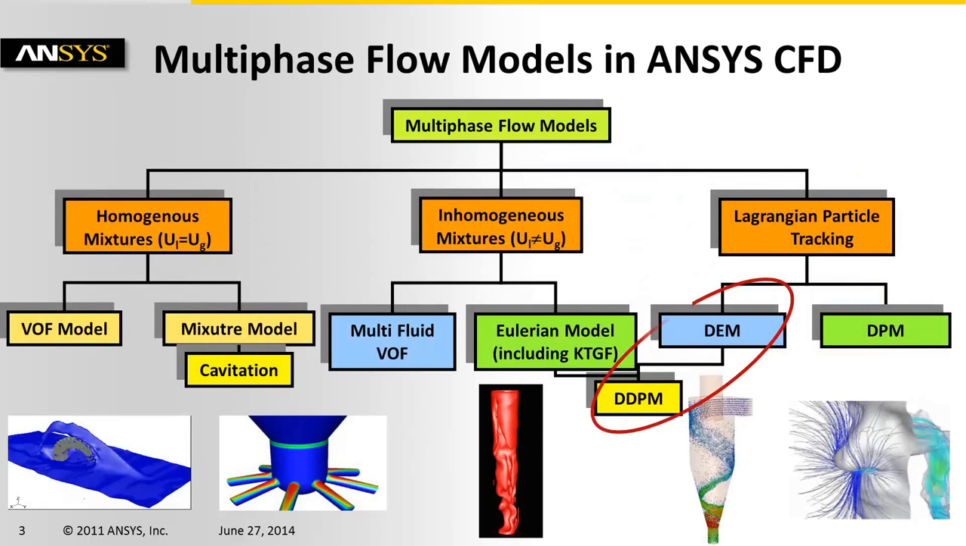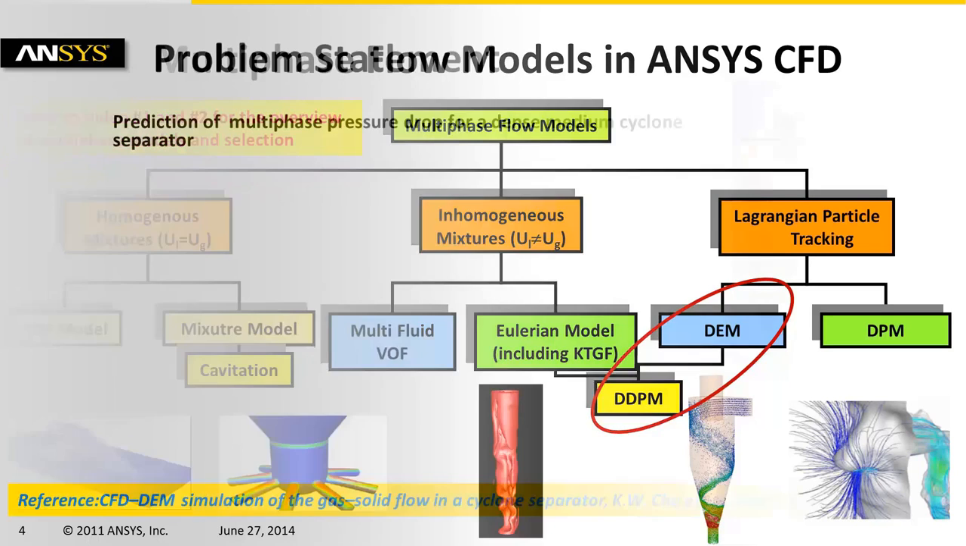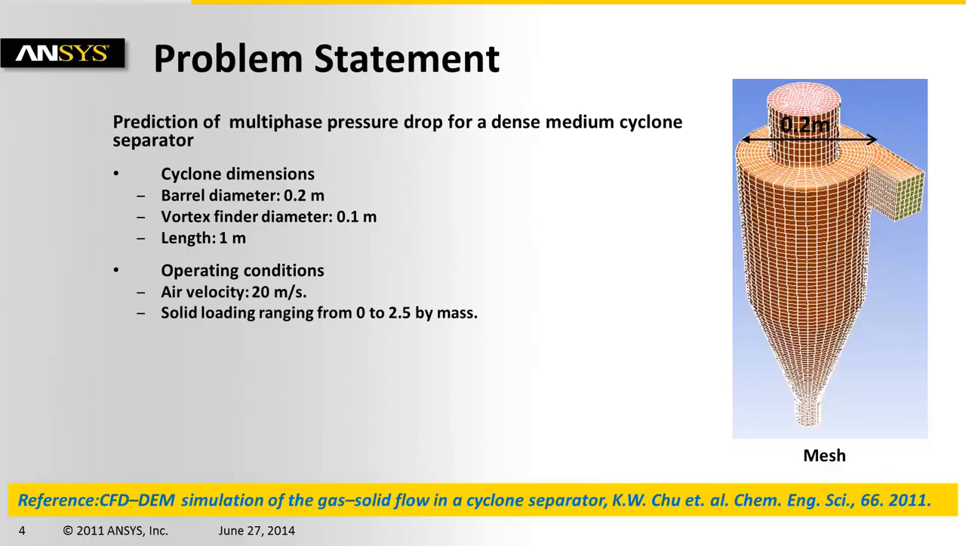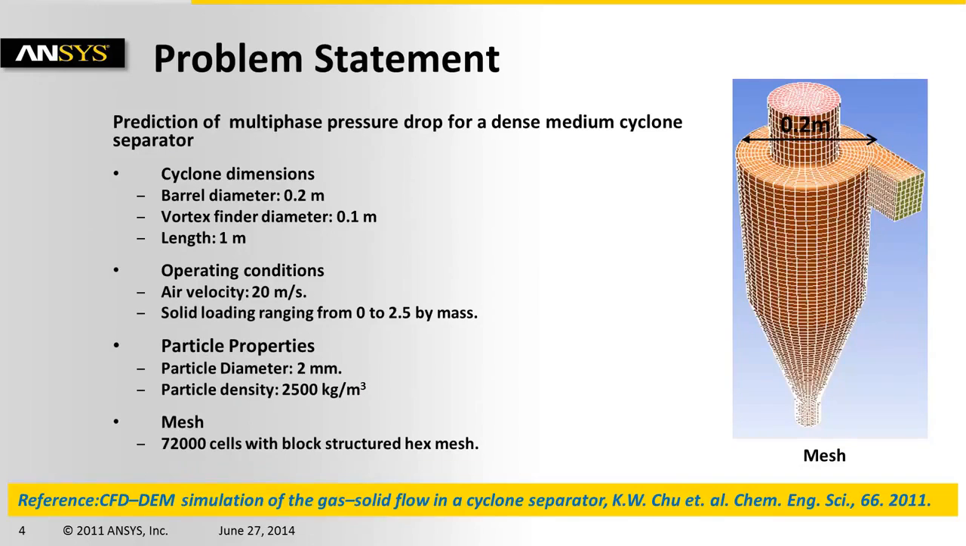For the present study, we will be using the dense DPM combined with the DEM model. The cyclone geometry we are using has the dimensions as mentioned here. This cyclone is operated at an air inlet velocity of 20 meters per second with solid loading ranging from 0 to 2.5 by mass. We are using a block structured hex mesh with cell size larger than the parcel diameter, as required by the DDPM model.